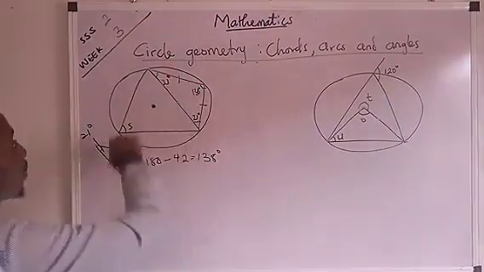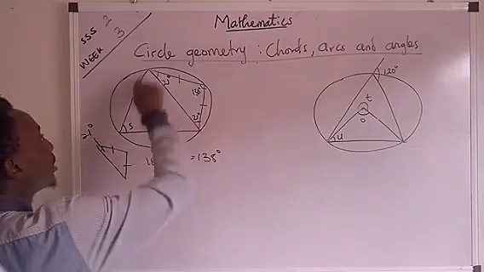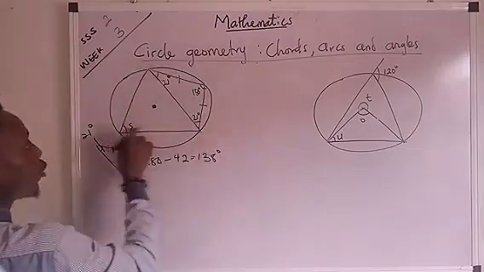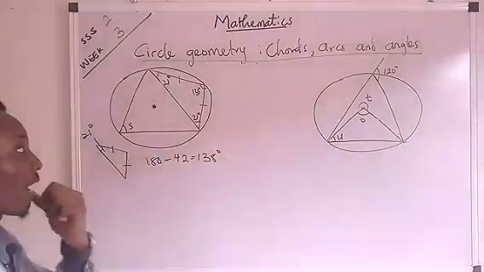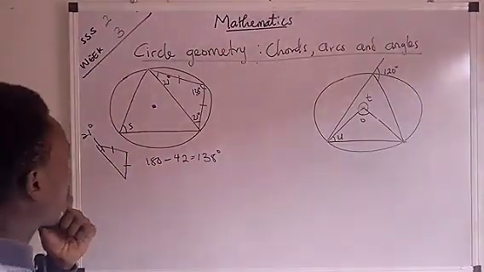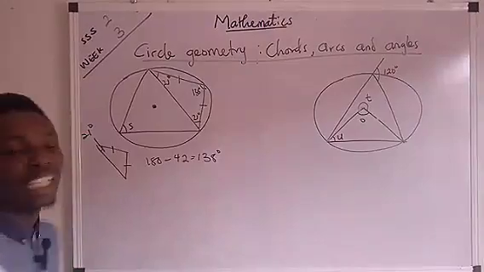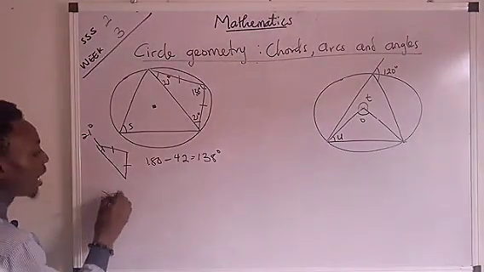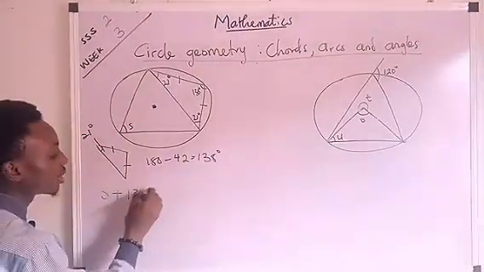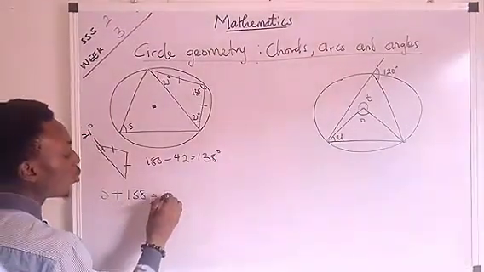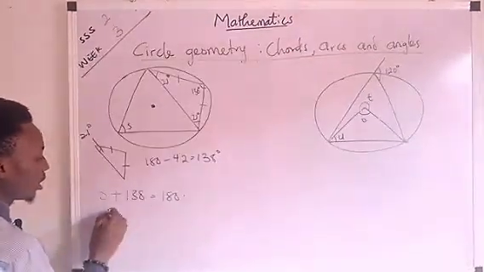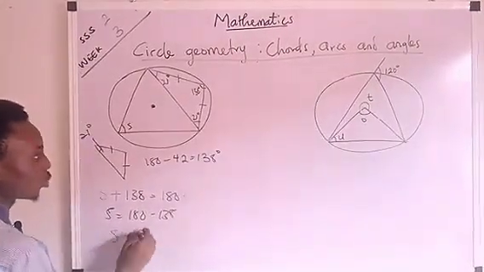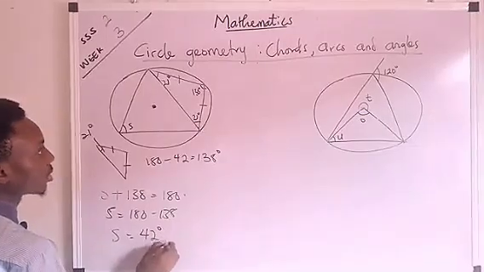Look at this from the whole perspective now. You see that these four lines, 1, 2, 3, 4, form a cyclic quadrilateral. And S and 138 degrees are opposite angles to each other. It means they are supplementary. S plus 138 degrees is equal to 180. S is 180 minus 138. S is equal to 42 degrees.